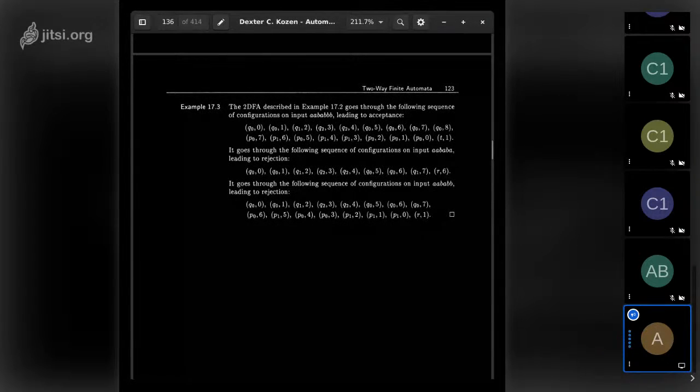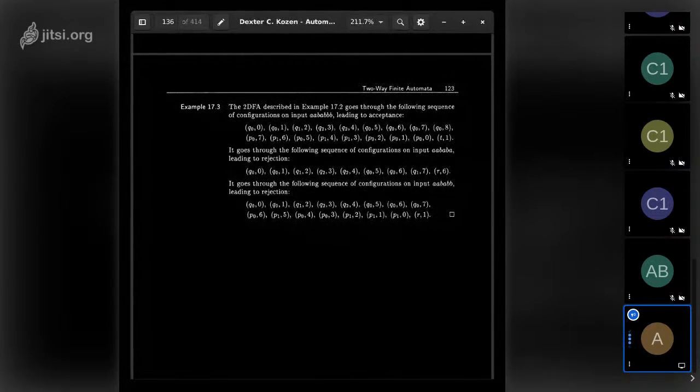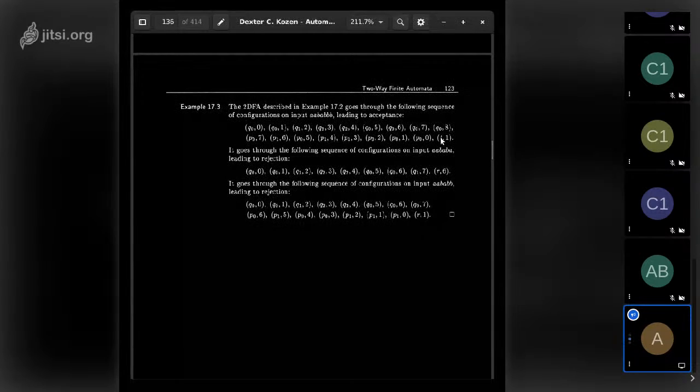Why? From P0, on the left hand marker, you will move to T and R. That is the case of acceptance, because we have seen 3 A's forward, 4 B's backward. So from P0, on seeing the left hand marker, you will move to T and it will be in this position. You have reached T, so you will accept it.